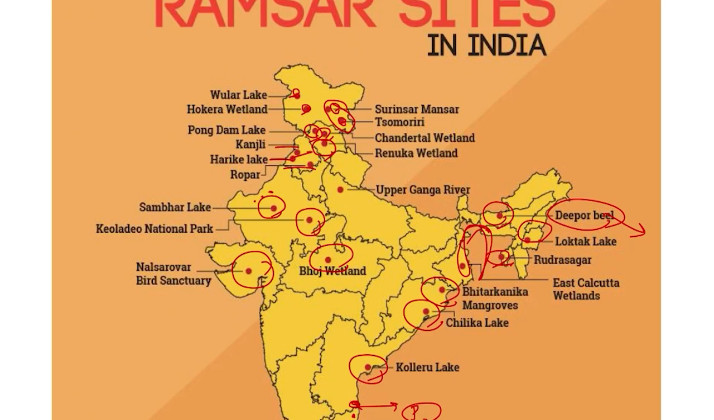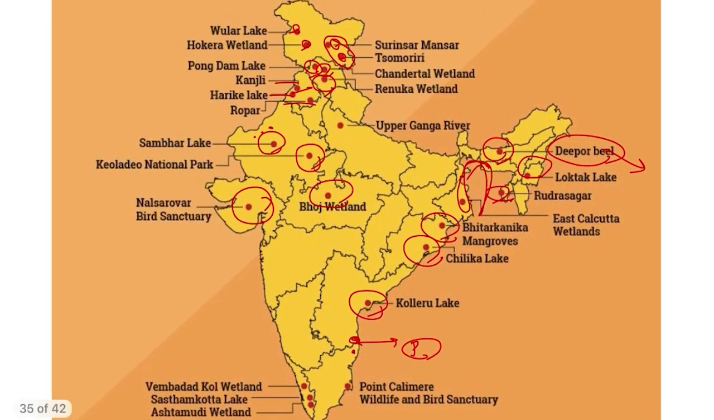Tal means Himachal and Uttarakhand. Whenever Tal comes, we can take guesswork for those areas. And apart from that, in the south, we have the Vembanad Lake, Sasthamkotta Lake.